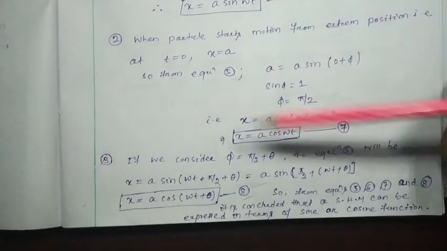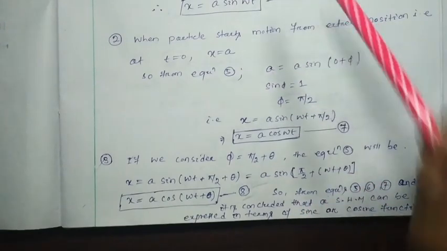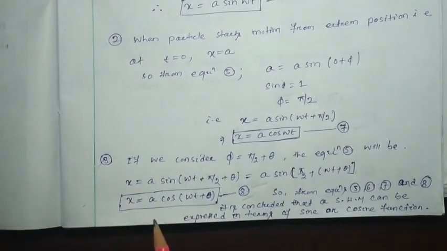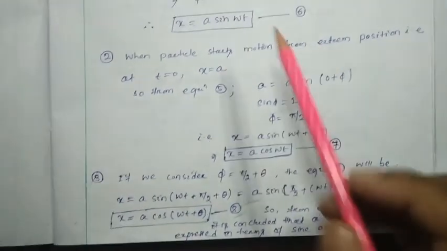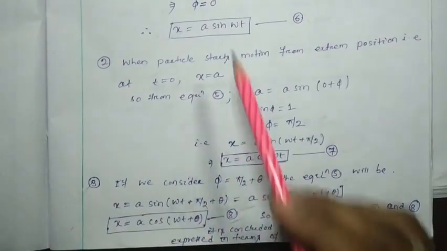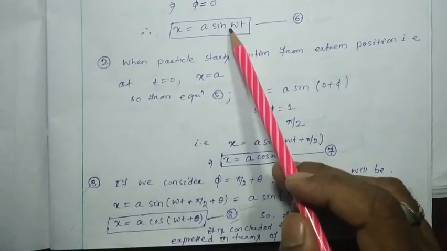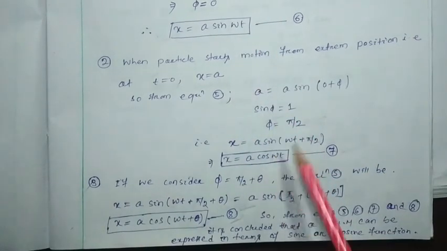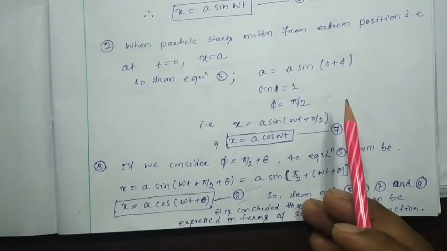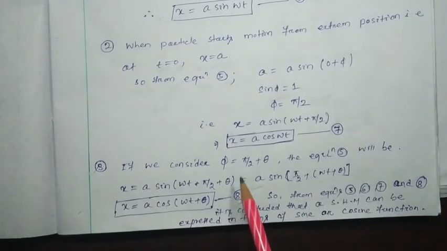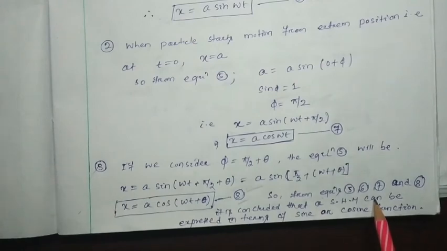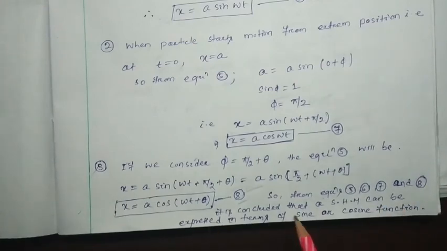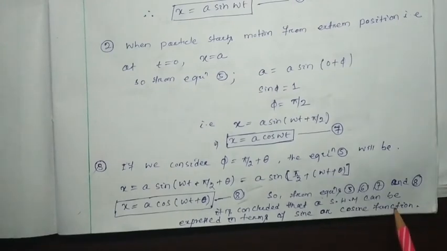So what we have done by considering these three cases is that the solution of this differential equation, or the solution of the simple harmonic motion, can be represented in sine and cosine format. From equations number 5, 6, 7, 8, it is concluded that a simple harmonic motion can be expressed in terms of sine or cosine function.